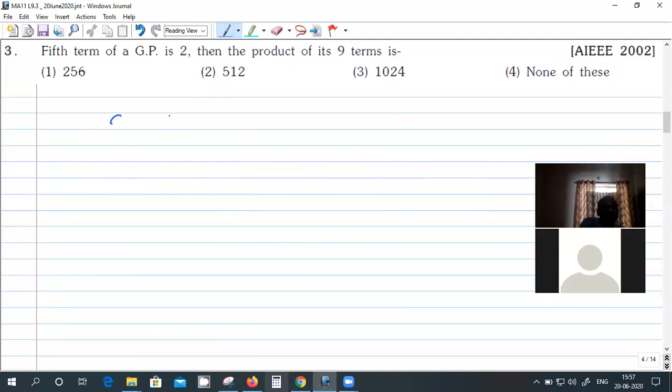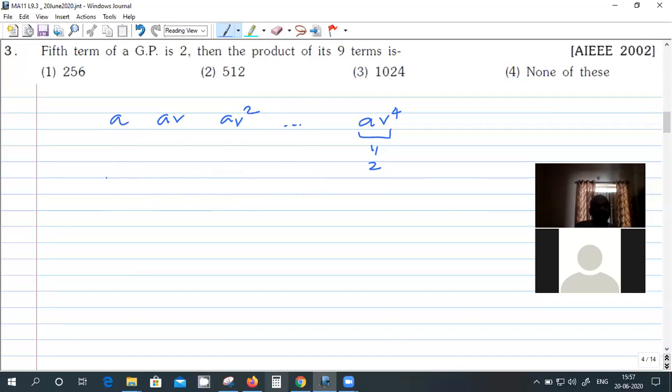So the GP is A, AR, AR squared. So what is the fifth term? Can you tell me the fifth term? The second term is A into R to the power 1, right? The third term is A into R to the power 2. So the fifth term is A into R raised to the power 4, and this is equal to 2.